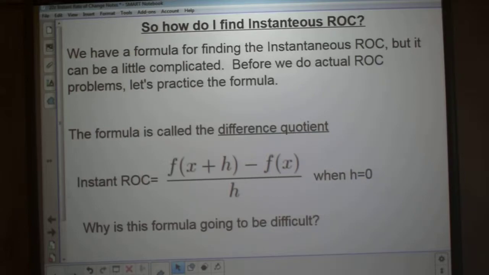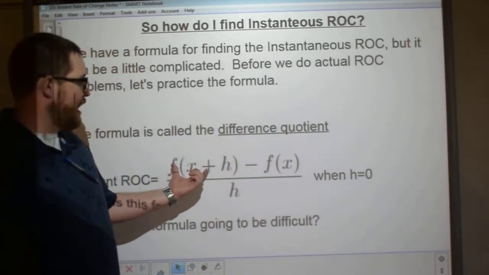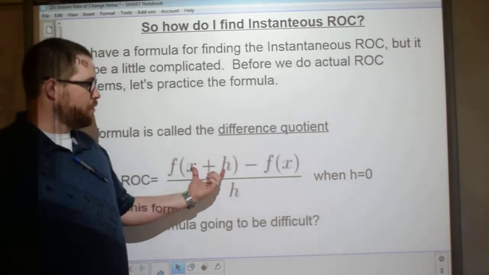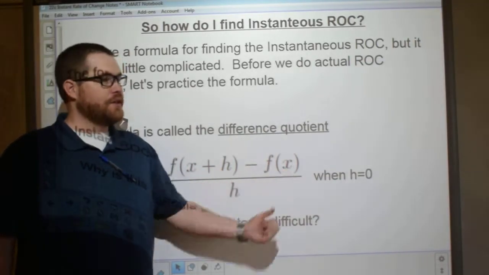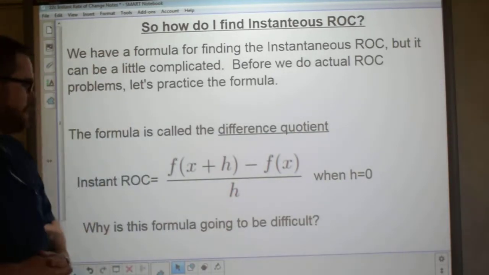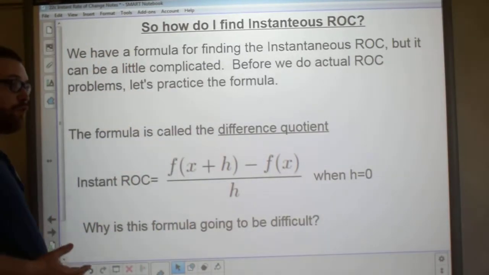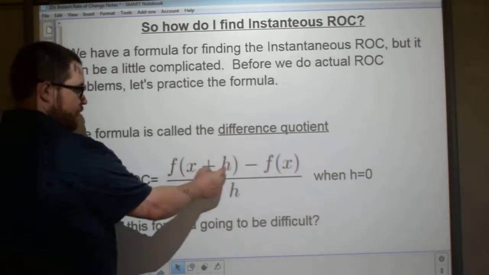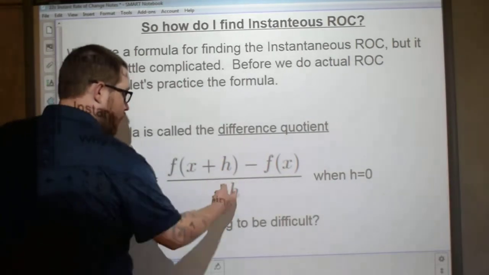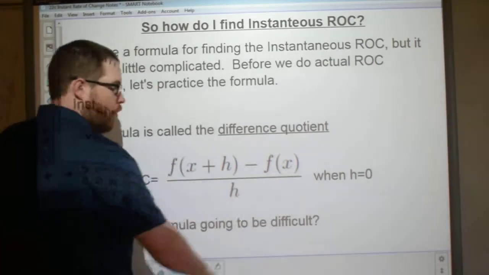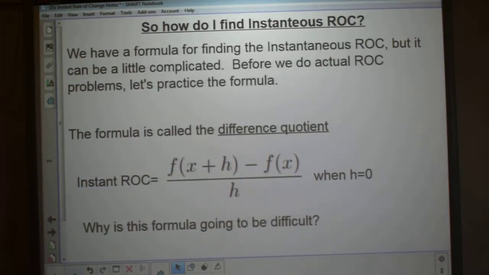So how do I find it? If you remember from the very end of Algebra 2, you should have learned something called the difference quotient. This is the formula for it. It's f of x plus h, so I'm going to replace all of my x's with x plus h, minus my original function, all divided by h, when h equals 0, which is why the formula is so difficult. If you plug in 0, you just have f of x minus f of x over h. That's 0 over 0. You can't divide by 0, which means we need to manipulate the problem to find some way to get rid of the 0 on the bottom.